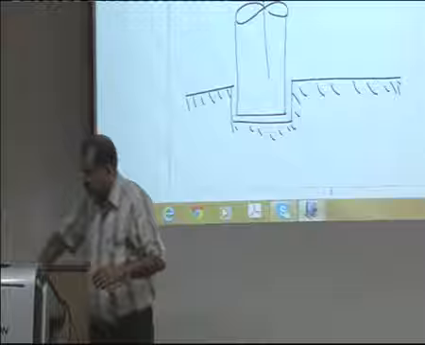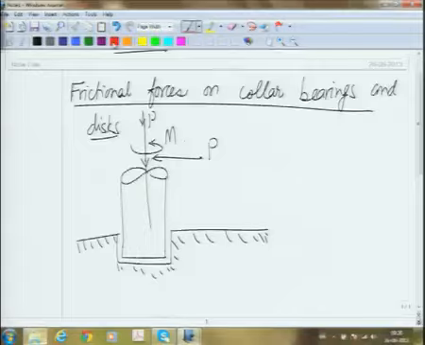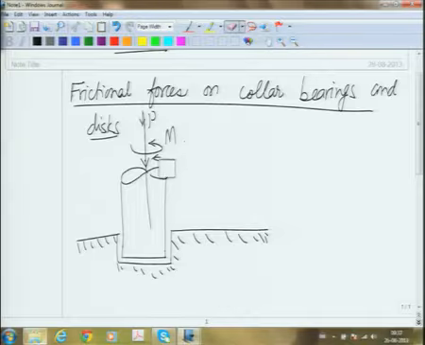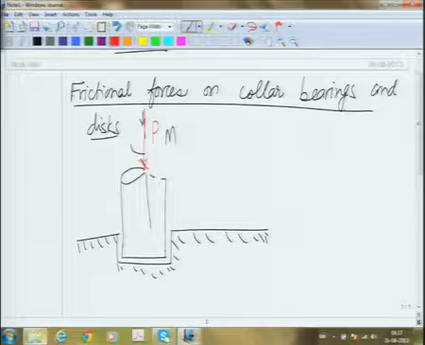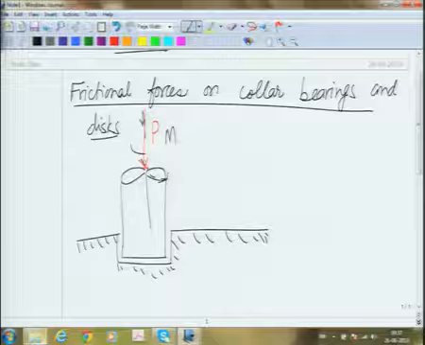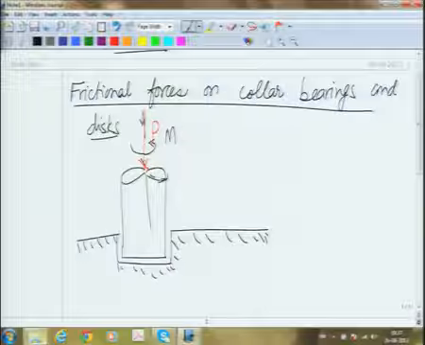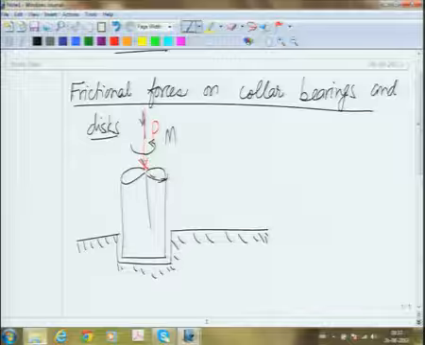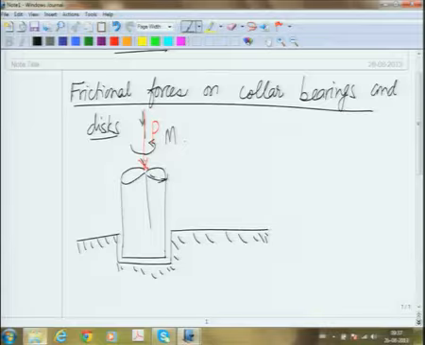This in fact is probably causing a bit of confusion. Sorry, let me remove this. I will put this with a force P which is applied, and of course there is a moment M. So, what we would like to know is, if the coefficient of friction between these two surfaces is mu, how much moment needs to be applied so that this will just start to move.